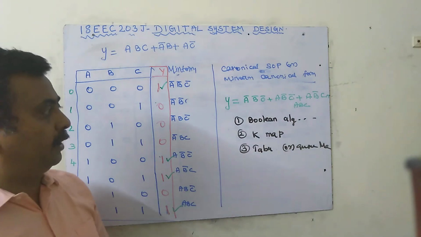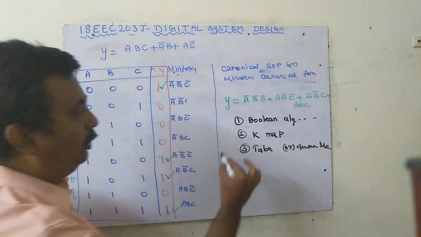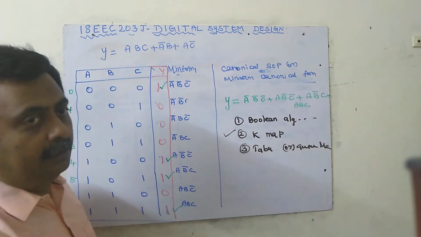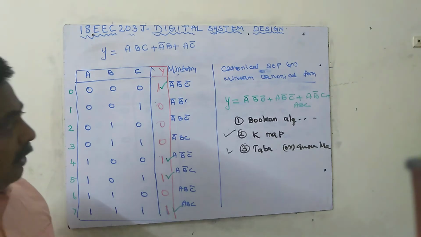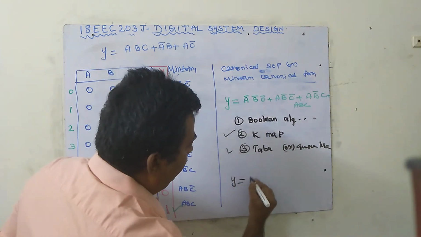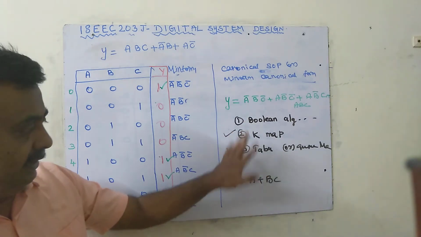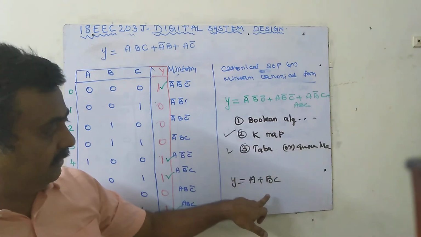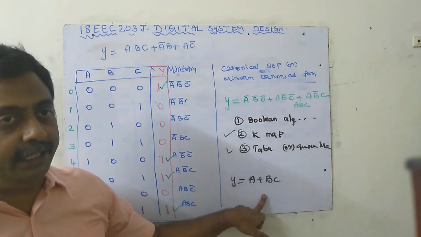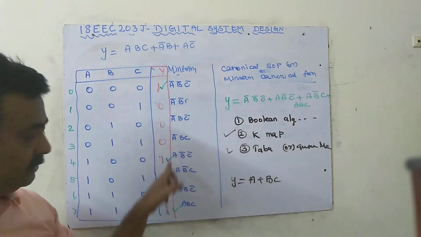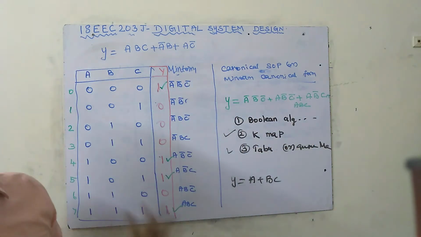Okay, Boolean algebra you have already studied, so in this unit we are going to study the K-map method. We have to reduce this Boolean expression, so that normally I will get something like A plus BC. It is not an exact reduction, but we will get an equation like this. If we implement this equation, I will get the same output.